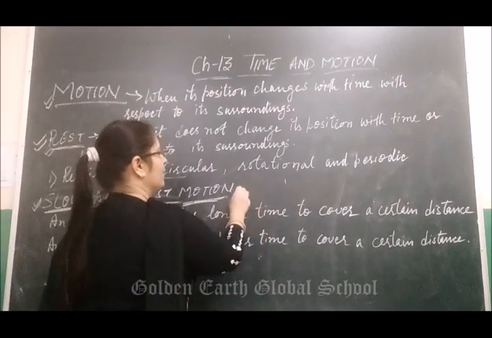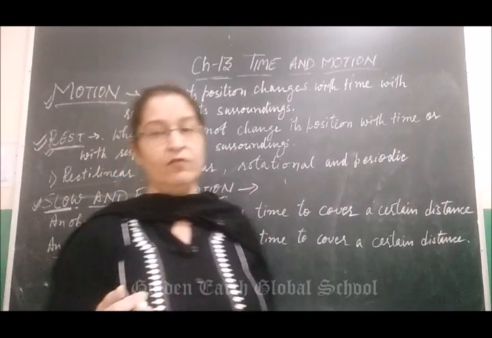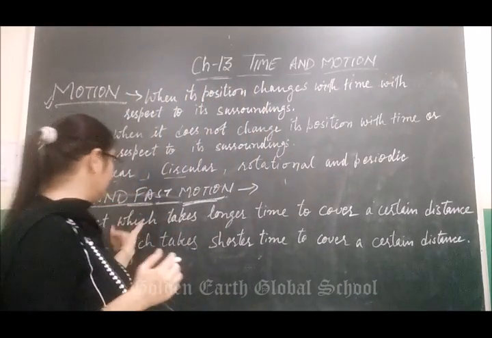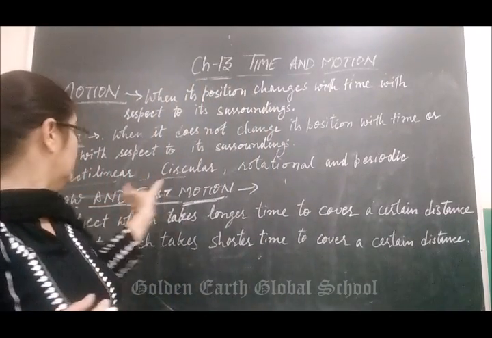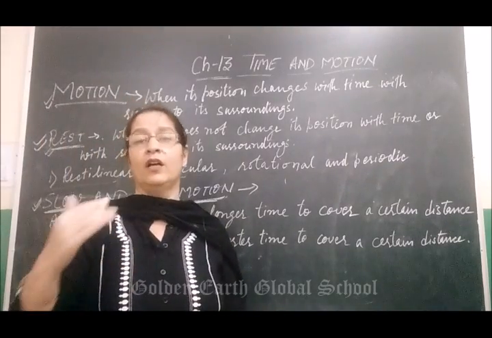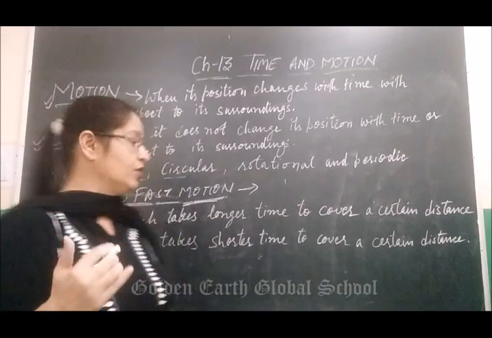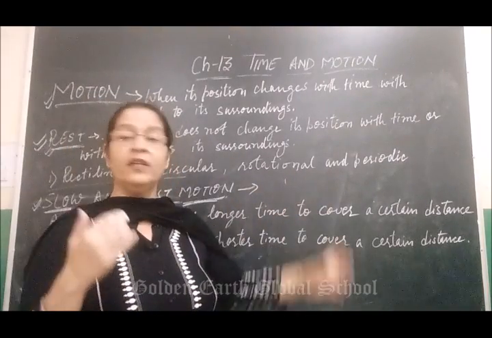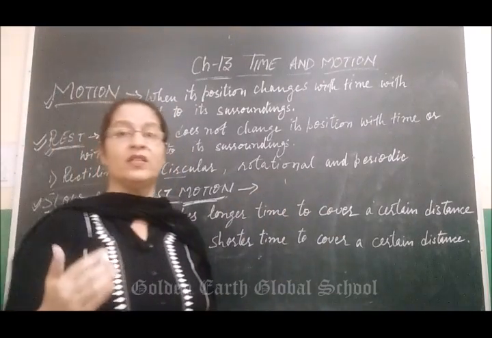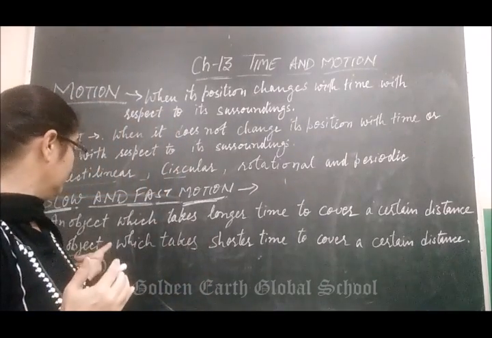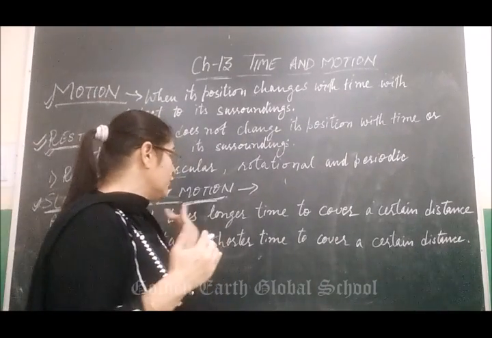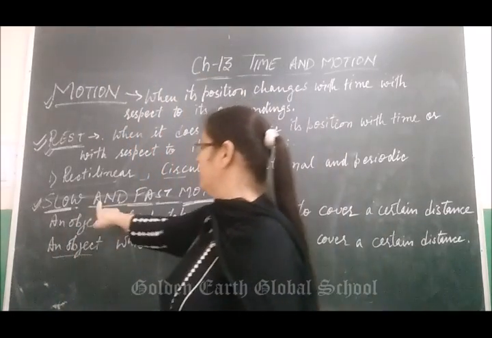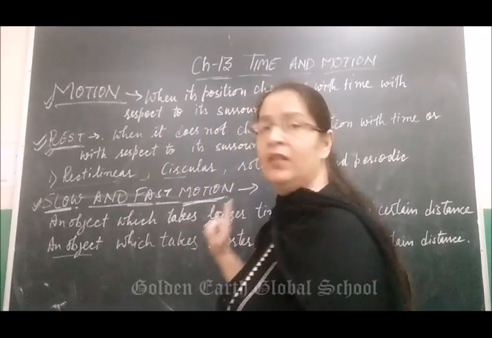You can take the example from the road. When there is rush on the road, vehicles move slowly because it takes longer time to cover a certain small distance. Whereas when the road is empty, vehicles move fast and take less time to cover a certain distance. According to this, we can identify slow and fast motion.